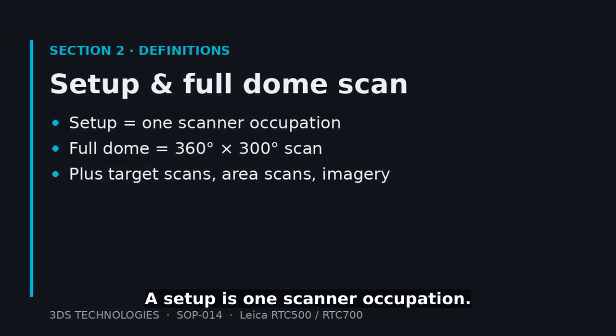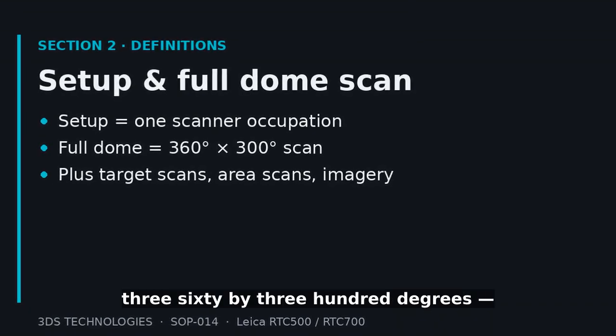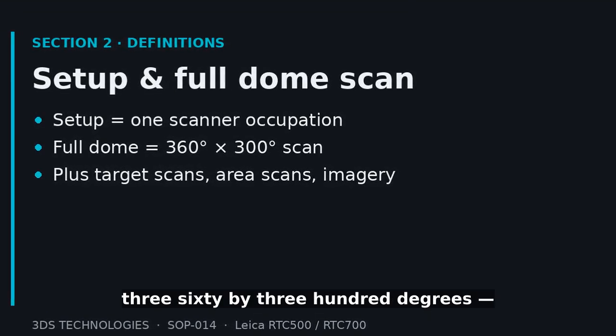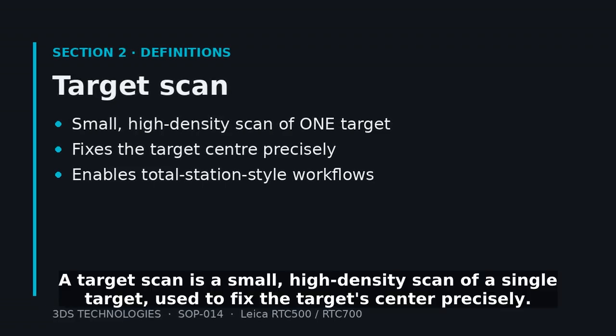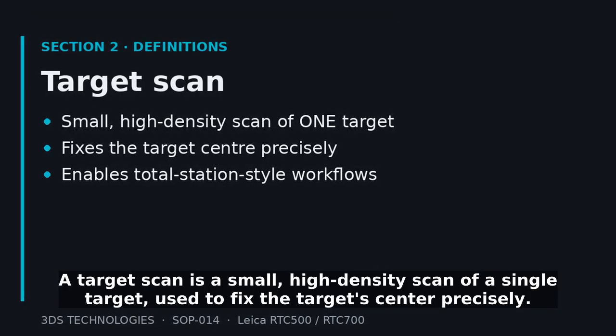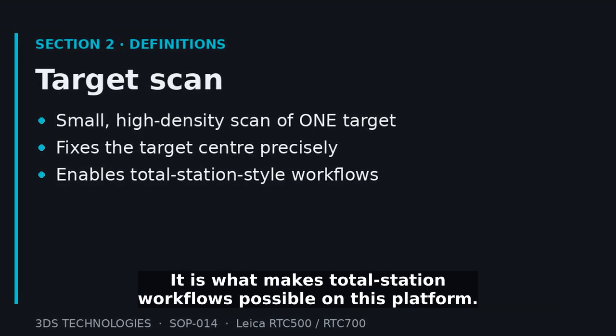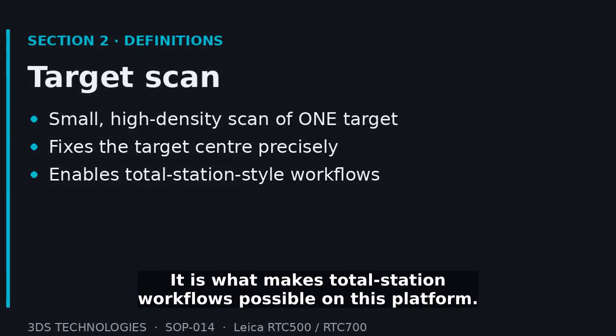Some vocabulary. A setup is one scanner occupation. It produces one full dome scan, 360 by 300 degrees, plus optional target scans, area scans, and imagery. A target scan is a small, high-density scan of a single target, used to fix the target's center precisely. It is what makes total station workflows possible on this platform.